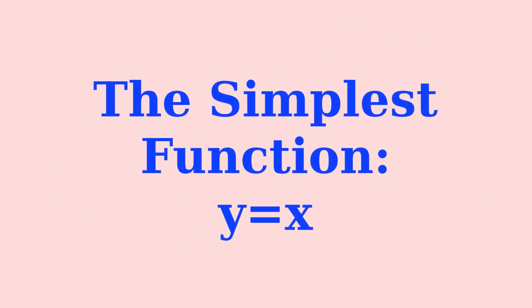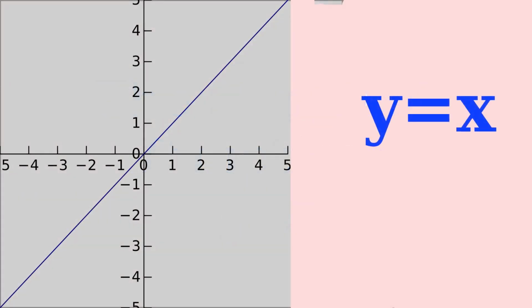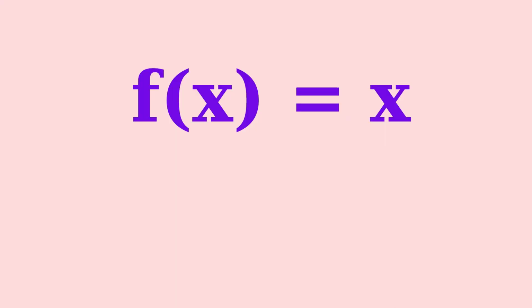Start with the simplest function. Y equals x. X is the independent variable or input, and y is the dependent variable or output. The form f of x equals x is also used, where f of x is the output. F of x stands for the function with x as the input.